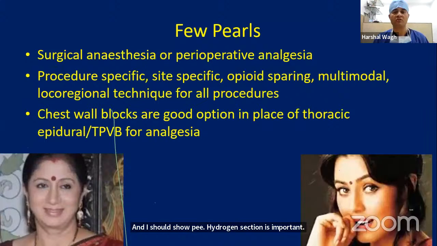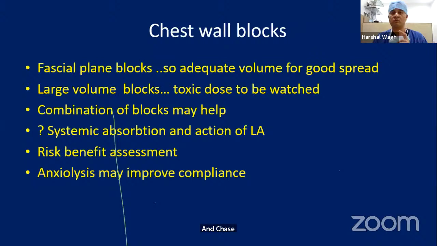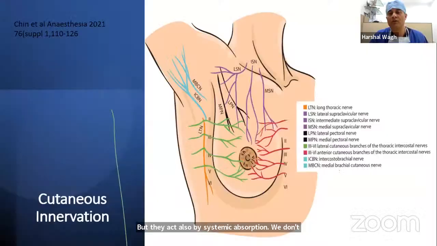Surgical anesthesia or preoperative analgesia is something that you need to decide. Then you need to know how much medication, how, and the concentration. You need to be procedure specific, site specific, opioid sparing. And chest wall blocks are good if you don't want to do thoracic blocks, from an analgesic point of view. And they are large volume blocks, so the toxic dose has to be watched. Combination always helps. Whether they act also by systemic absorption, we don't know. Always do a risk benefit. Anxiolysis is something that we always follow.